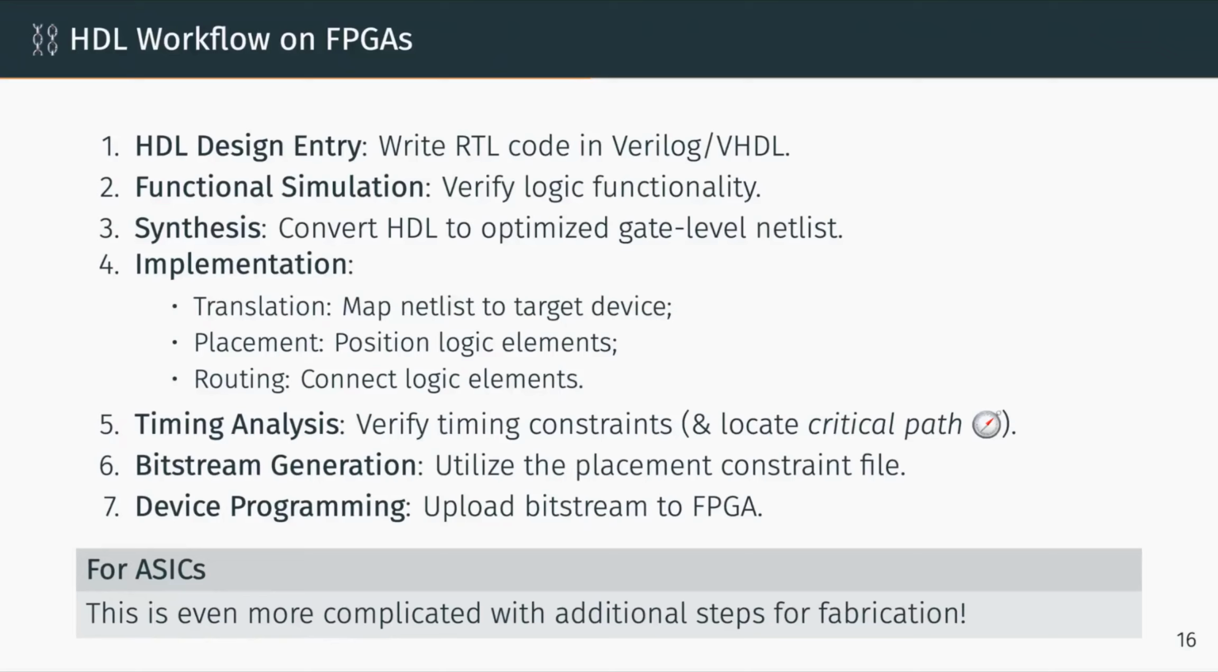And the fifth point is that we want to do timing analysis. We want to know whether each step can be performed within our time constraint. And we want to locate the critical path, which is the bottleneck that constrains the hardware efficiency.